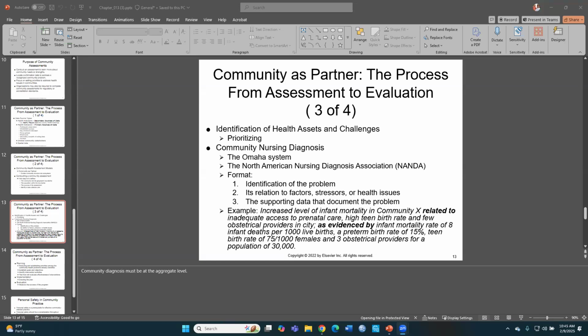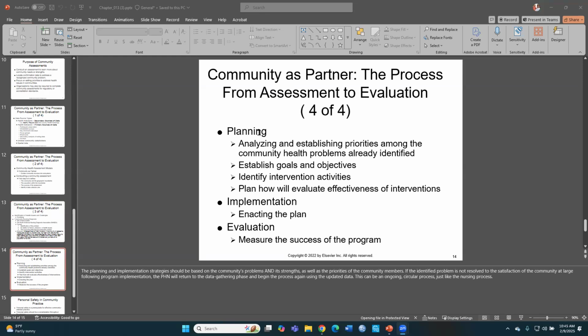And then we will start the planning process. That's where we analyze and establish the priorities. We establish our goals and our objectives. We identify interventions and then plan how we will evaluate the effectiveness of the interventions that we are putting into place. And then we're going to put those interventions into place and evaluate the success.